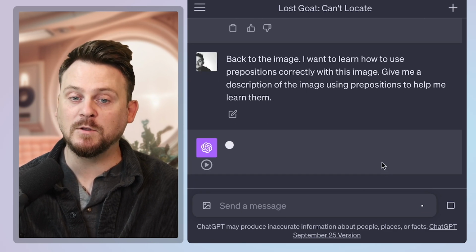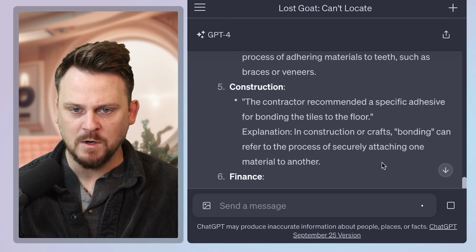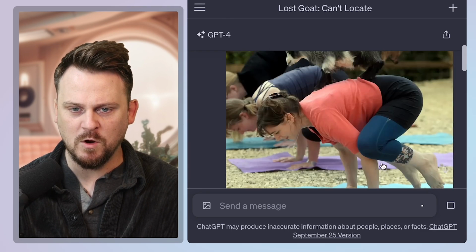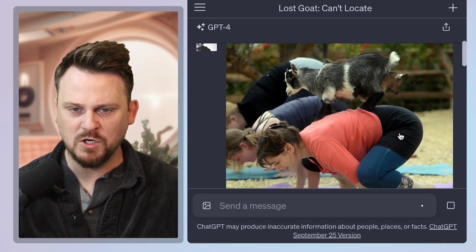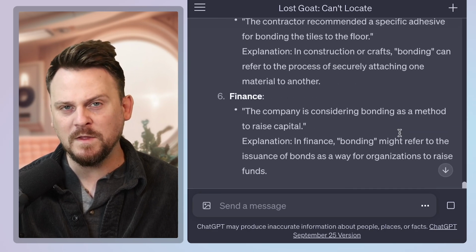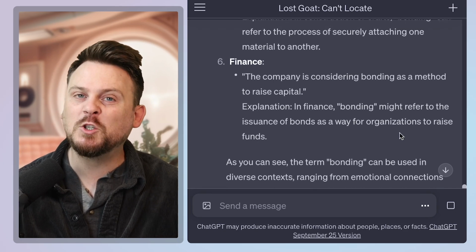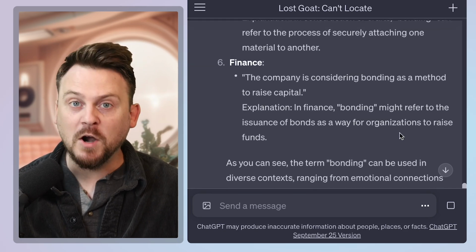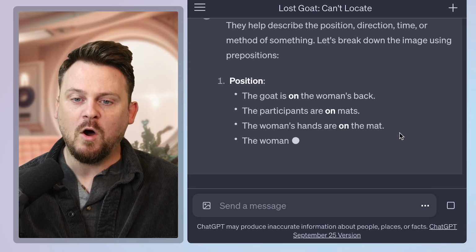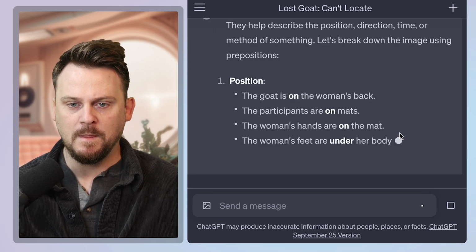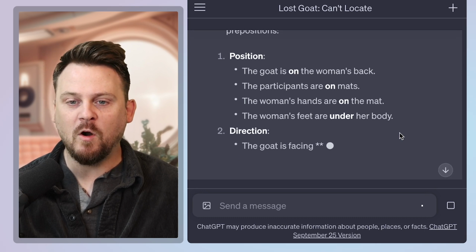Okay, so now it's going back to the image, and now remember we're looking at the goat yoga, right? We have a goat, we have some people, we have a beach, right? So we want to now use this to explore or practice a specific part of speech, in this case, a preposition. The goat is on the woman's back. The participants, this is also very accurate, right? The participants are on mats.